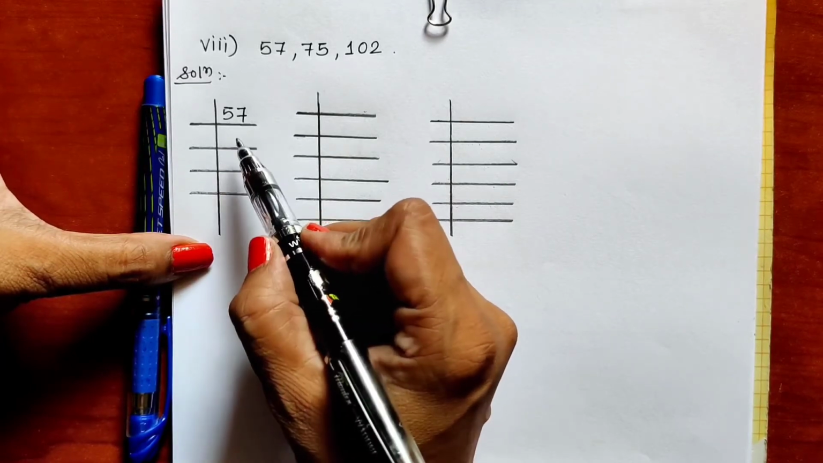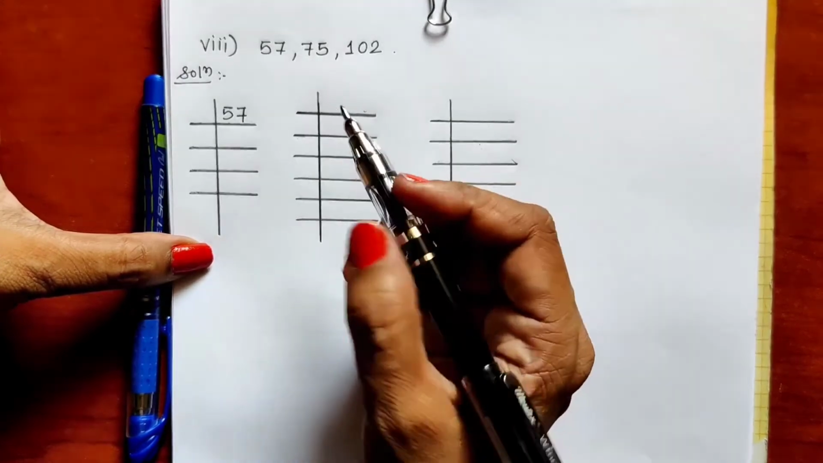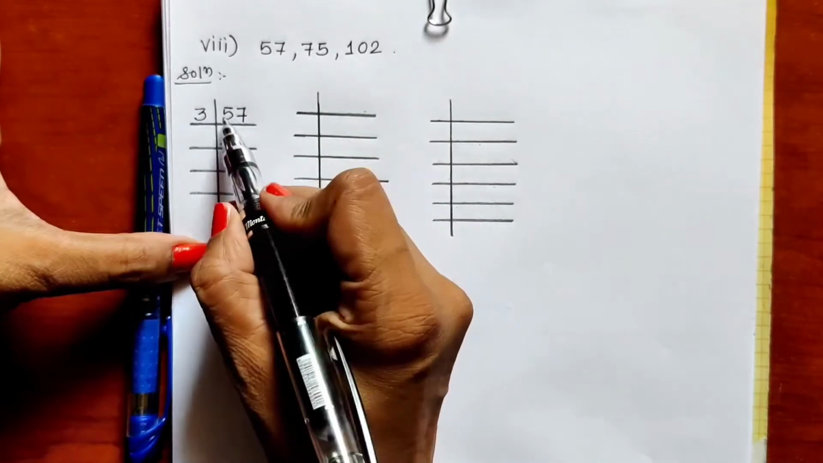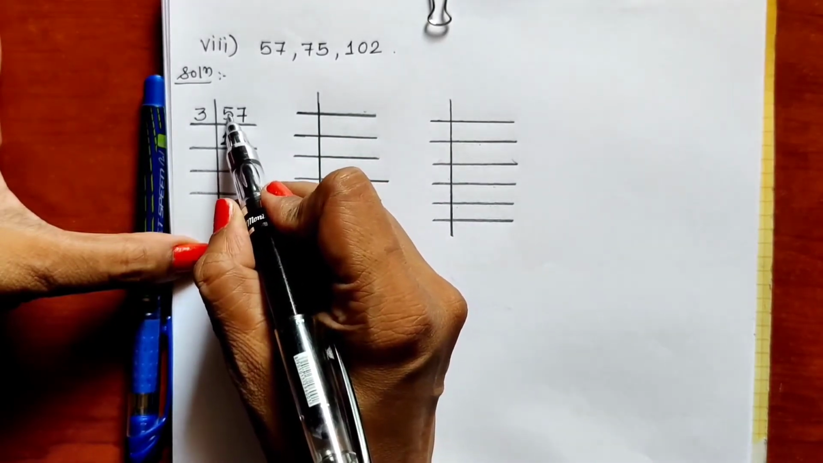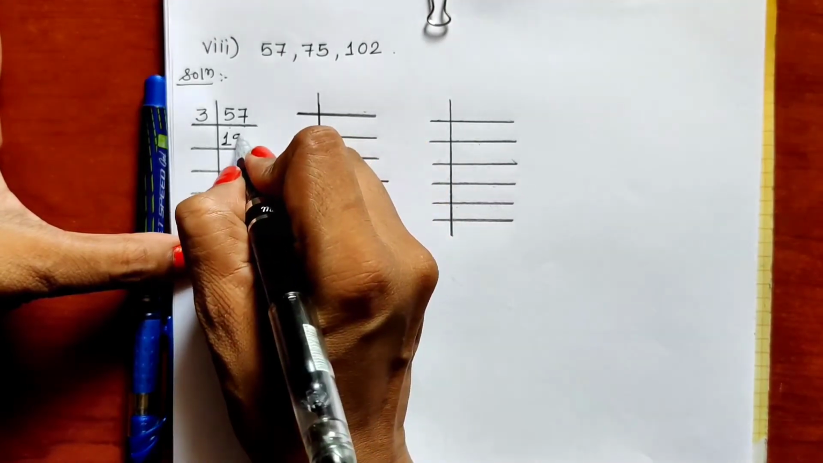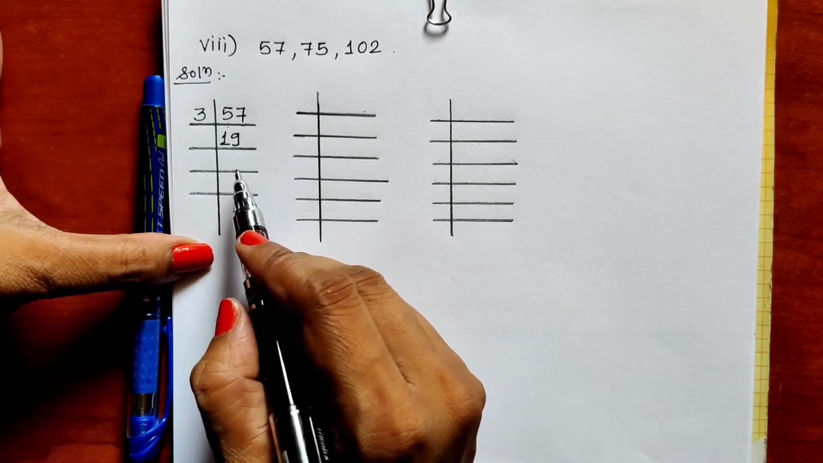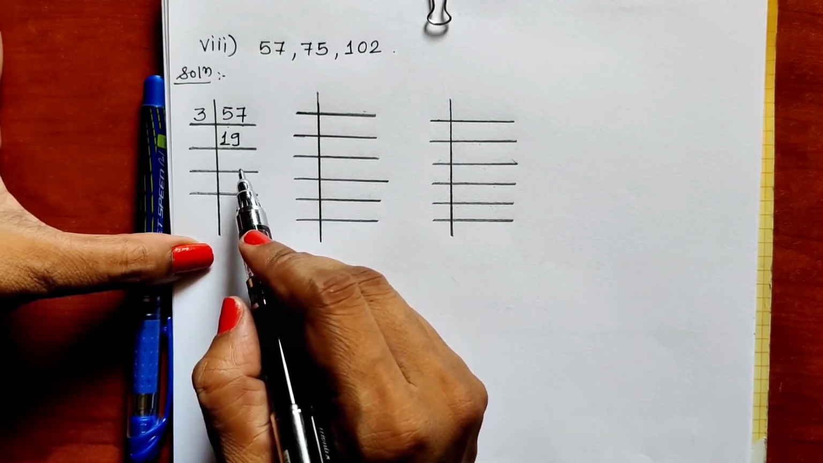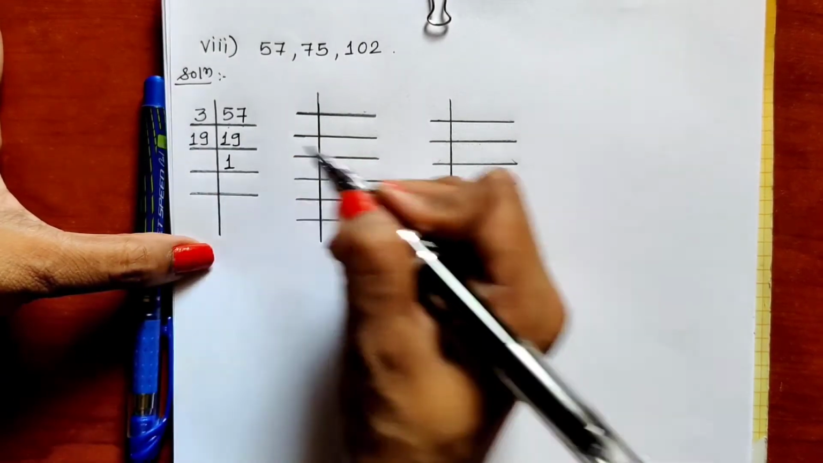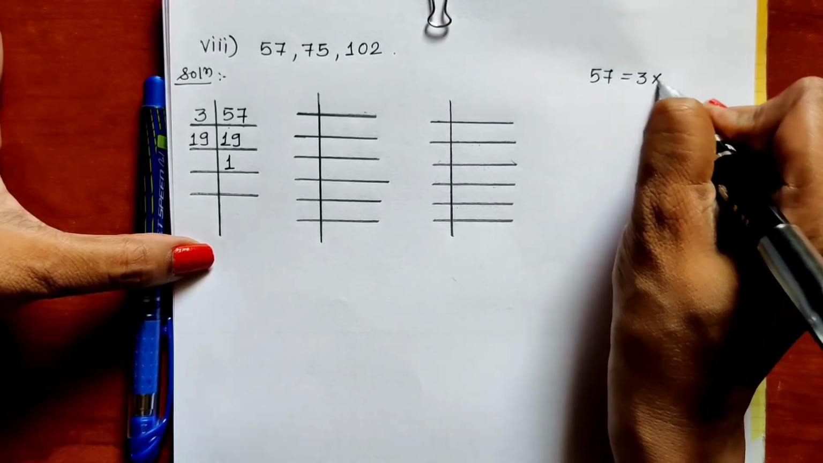5 plus 7 is 12. 12 is divisible by 3. 12 is in the table of 3. That means 57 is also divisible by 3. 3 ones are 3. 5 minus 3 is 2, and this 7 is 27. 3 nines are 27. We have got 19, and you all know 19 is a prime number. It is not divisible by any other number except itself. So 19 ones are 19. So factors of 57 are 3 into 19.